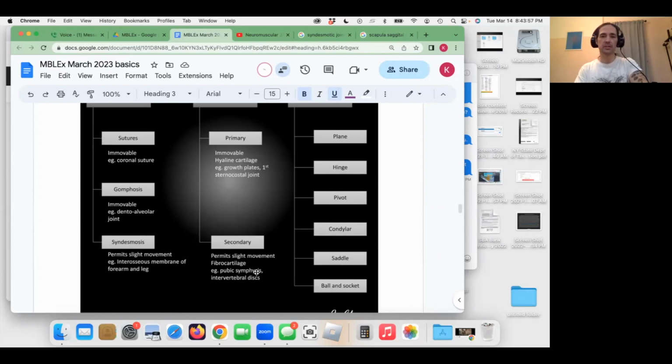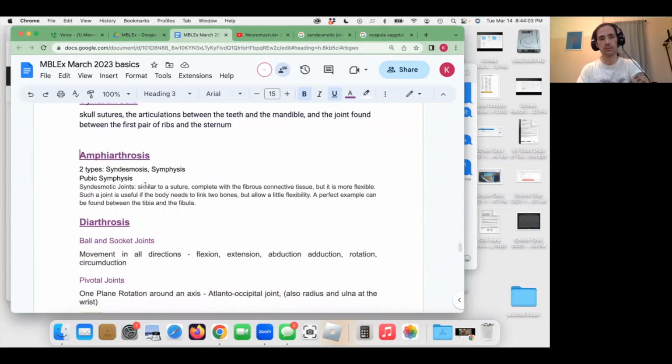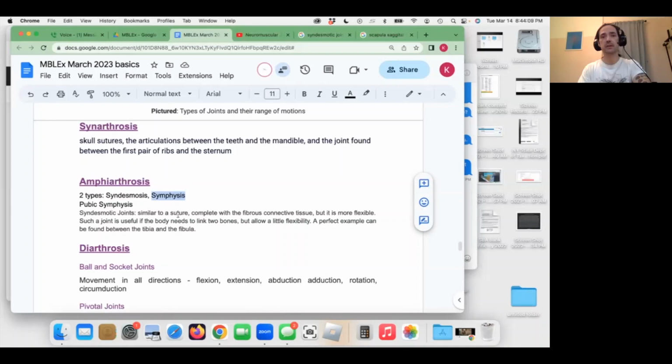So those are symphysis joints. And if you go down a little further into the notes, under amphiarthrosis, you see symphysis joints. That's okay. All right, symphysis joints. So that's the pubic symphysis and the intervertebral joints, the intervertebral discs. Hopefully you guys know that. All right, and then the syndesmotic joints, which we just covered a minute ago.